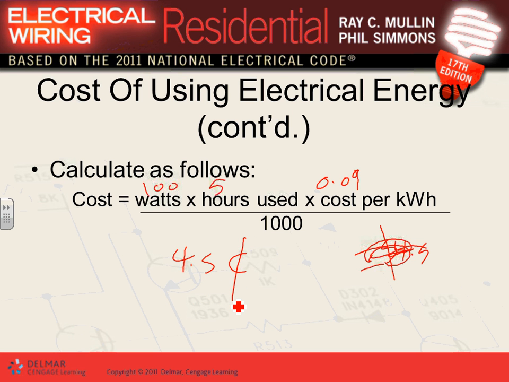Did we do the math right? Did you divide everything? Yep. 100 times 5 times 0.09 divided by 1,000. Okay. So 4.5 cents.